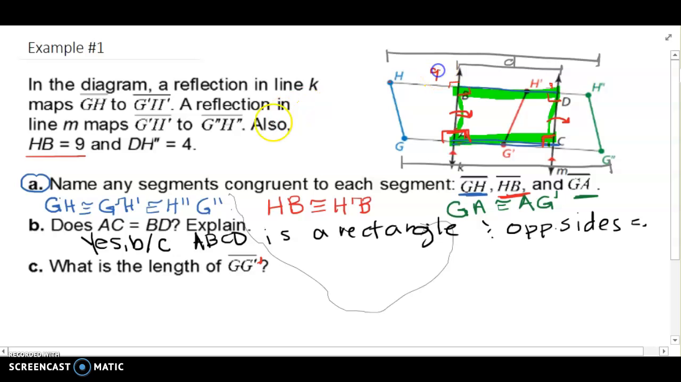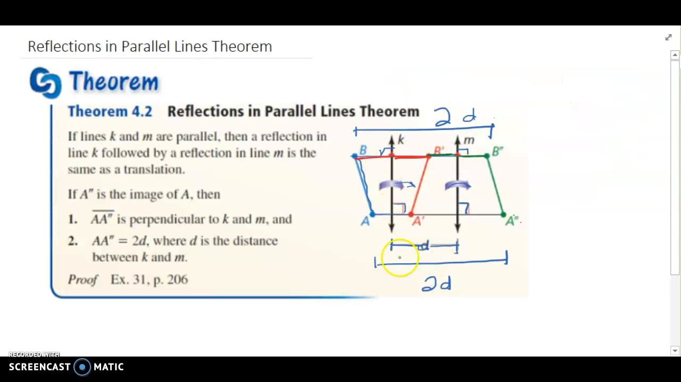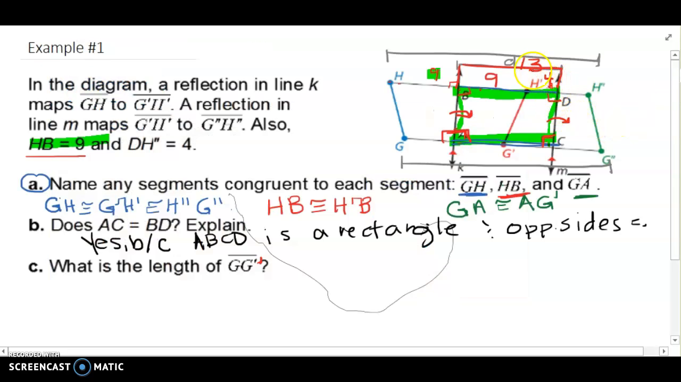Okay, well, we were told in here that HB is 9 and that DH is 4, and I must have erased that. Okay, so if HB is 9, that means B to H prime is also 9, which means the distance between these two lines is 13. Okay, and now back to this theorem. This whole thing is double that, which is what that first video showed you. So if this whole thing is 13, this has to be 2 times 13, which is 26.